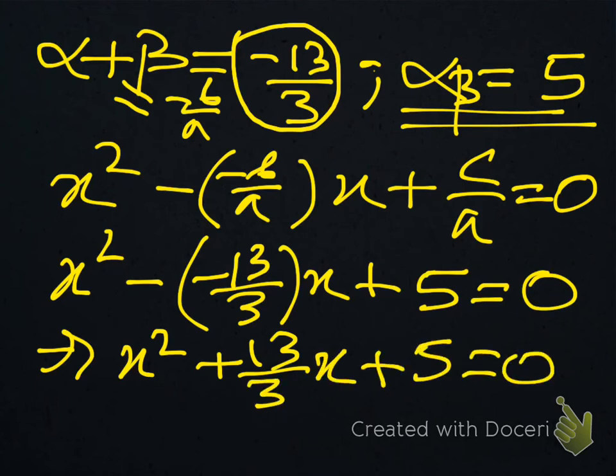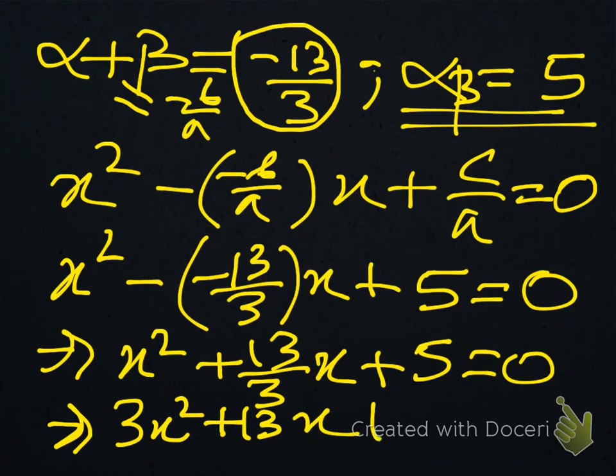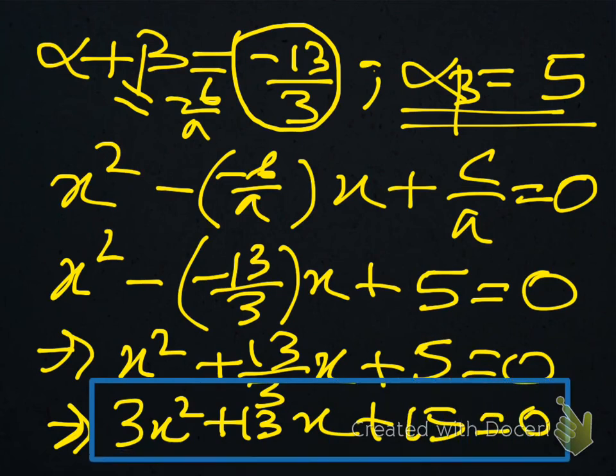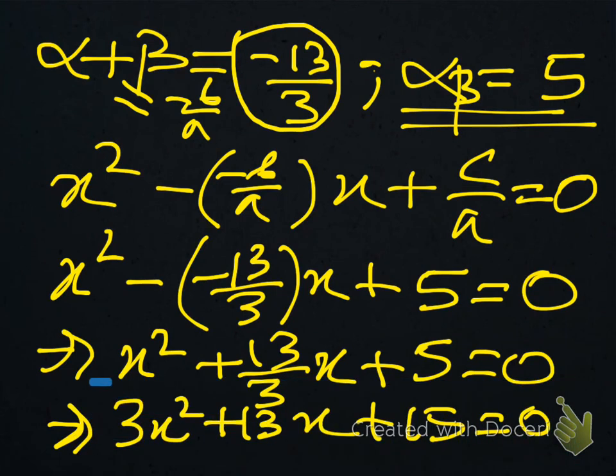Now we can multiply both the sides by 3 and we get 3x squared plus 13x plus 15 equal to 0. We get this equation. I think I don't need to make that box. So basically you have seen that we can derive the equation. Now let me give you a general formula.